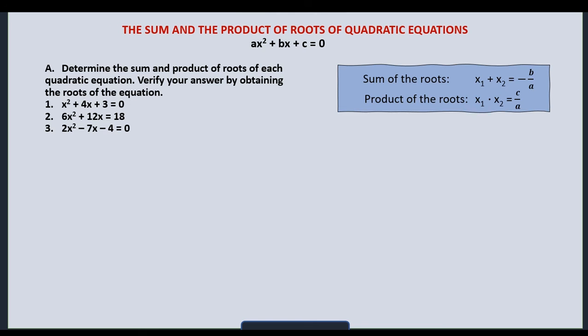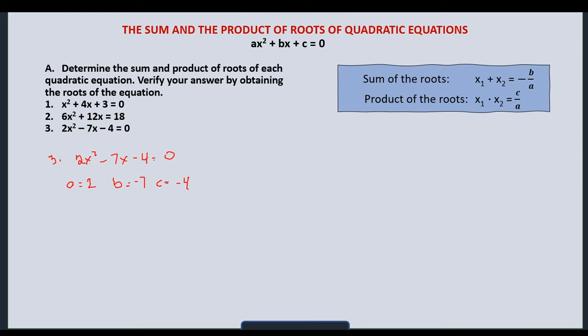Number 3. For number 3 question, we have here 2x squared minus 7x minus 4 equals 0. So getting the value of a, b, and c: a is positive 2, b is negative 7, and c is negative 4.